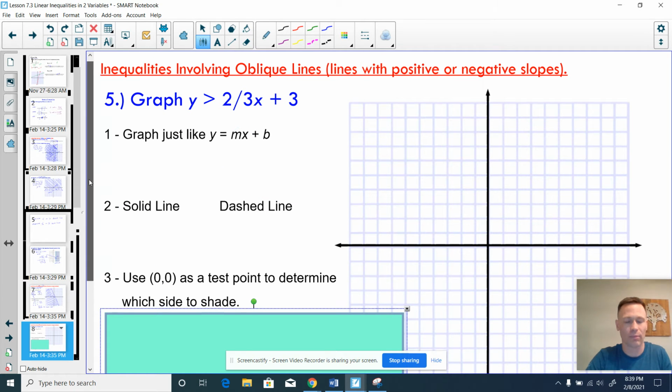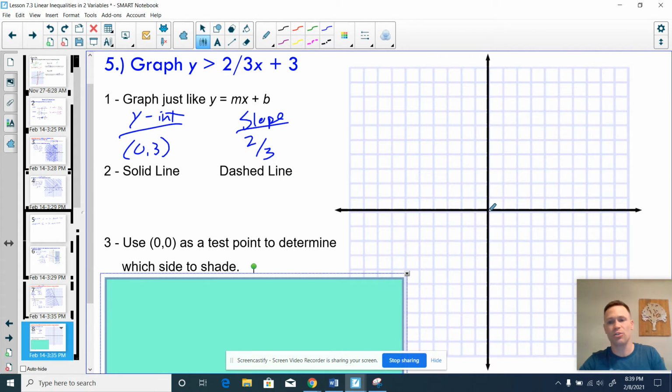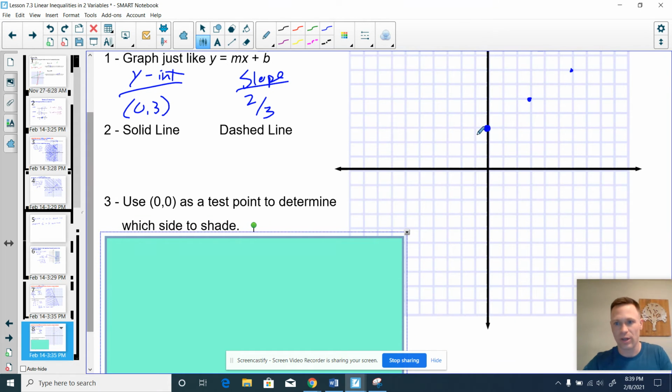Let's try another. Again, graph it like y equals mx plus b. So what's my y-intercept? My y-intercept is 0, 3. What's my slope? My slope is 2/3. 0, 3 is right here. So I'll graph that point. My slope is 2/3, which means I will go up 2 to the right 3, up 2 right 3, up 2 right 3. And again, use it exactly backwards to go in the other direction. Down 2 right 3, down 2 right 3, down 2 right 3.